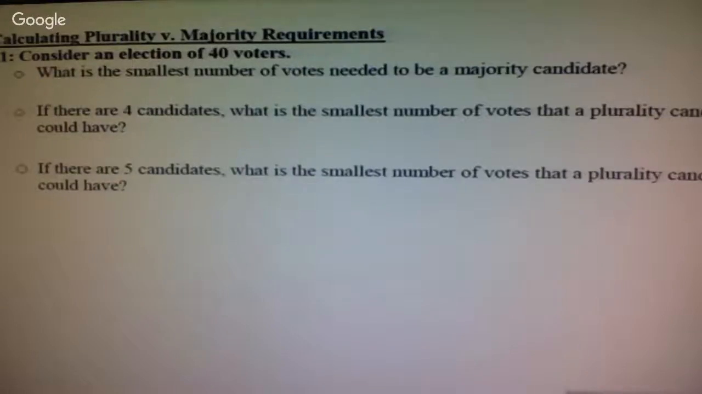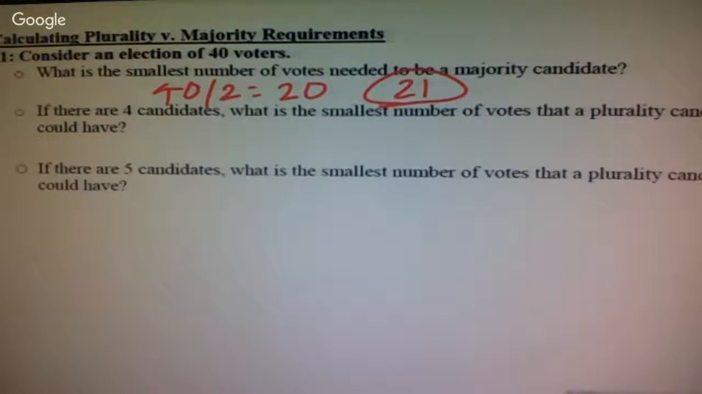All right, so consider an election of 40 voters. What's the smallest number of votes that you need to be a majority candidate? 21. Okay, again, when we cut that in half, that gives me 20, so I need 21 votes to win majority.